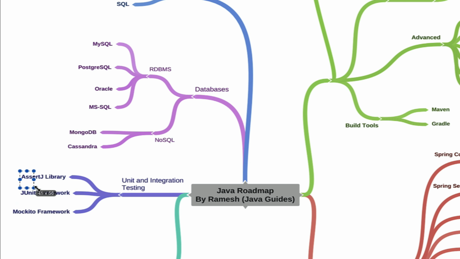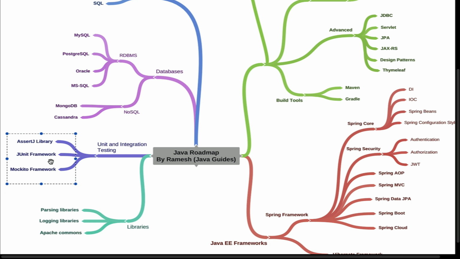Okay, and AssertJ library provides a lot of assertion statements to test the actual result with the expected result. Okay, next we have Mockito framework. Well, Mockito framework is a very popular mocking framework, and whenever we do the unit testing, we have to use the Mockito framework to mock the external dependencies. Okay, so in order to write the unit test cases and integration test cases in your Java project, make sure that you know these libraries and frameworks.